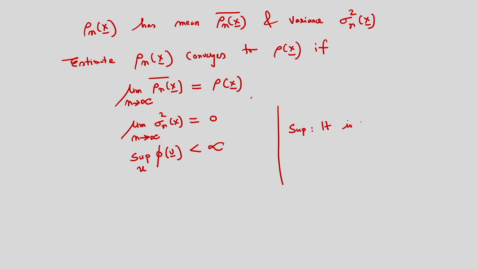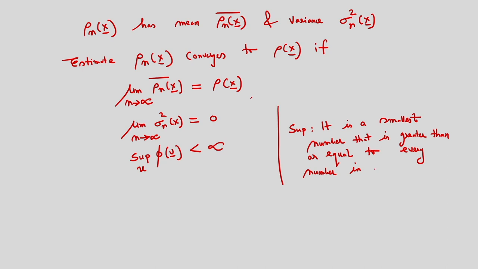the smallest number that is greater than or equal to every number in a set. So, this is the definition of supremum. It is the smallest number that is greater than or equal to every number in a set. So, I repeat this, a supremum is the smallest upper bound on a set.